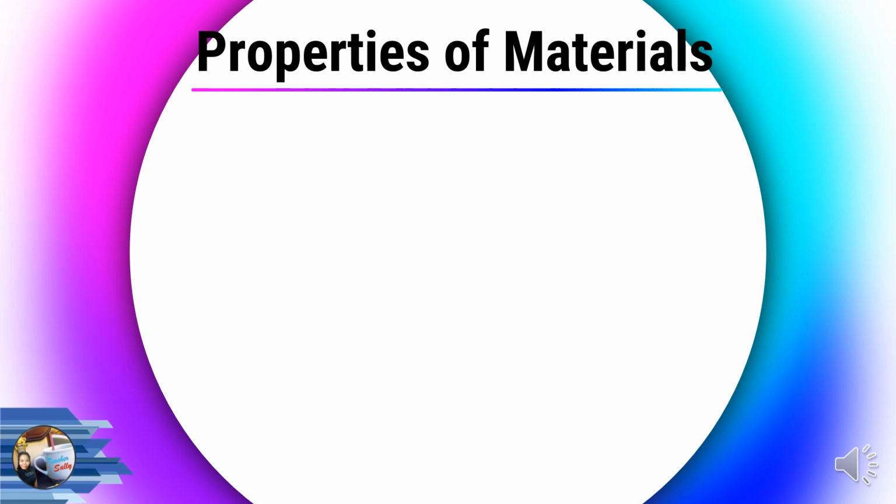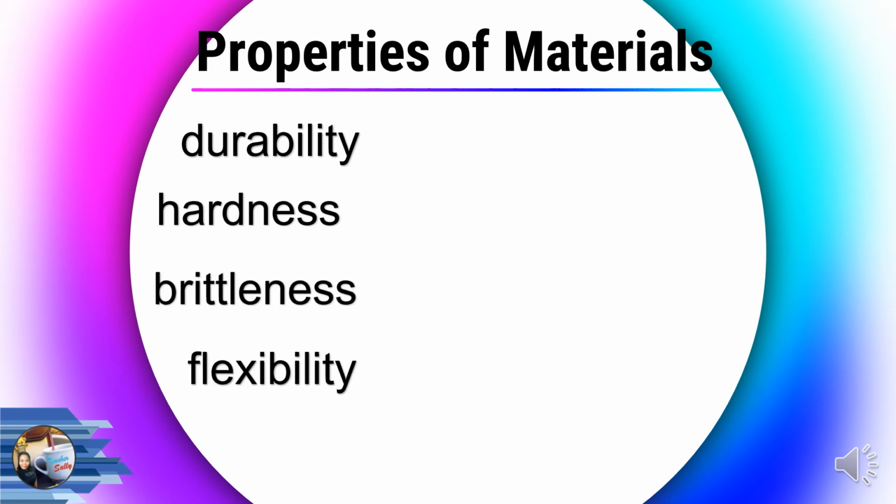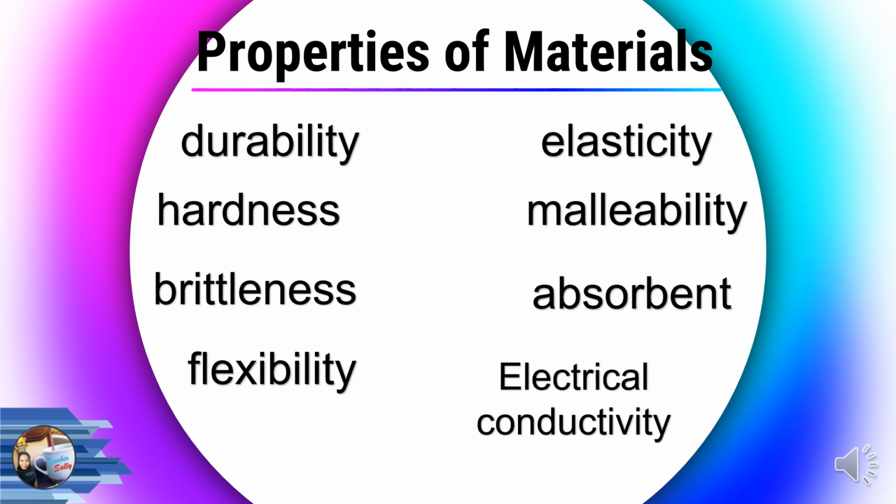Okay, so let's have a recap. These are the properties of materials: durability, hardness, brittleness, flexibility, elasticity, malleability, absorbent, electrical conductivity.